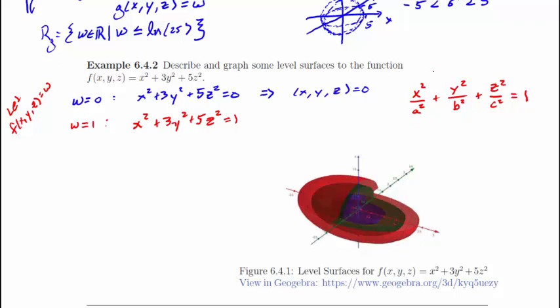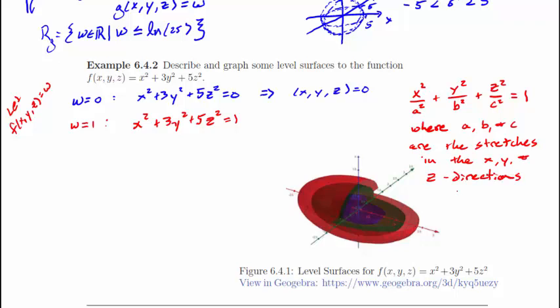If we think about transformations of functions, this a is actually stretching the x direction by a value of a, the b is stretching the y direction by a value of b, and the c is stretching the z direction by a value of c. Just write that where a, b, and c are the stretches in the x, y, and z directions, respectively.